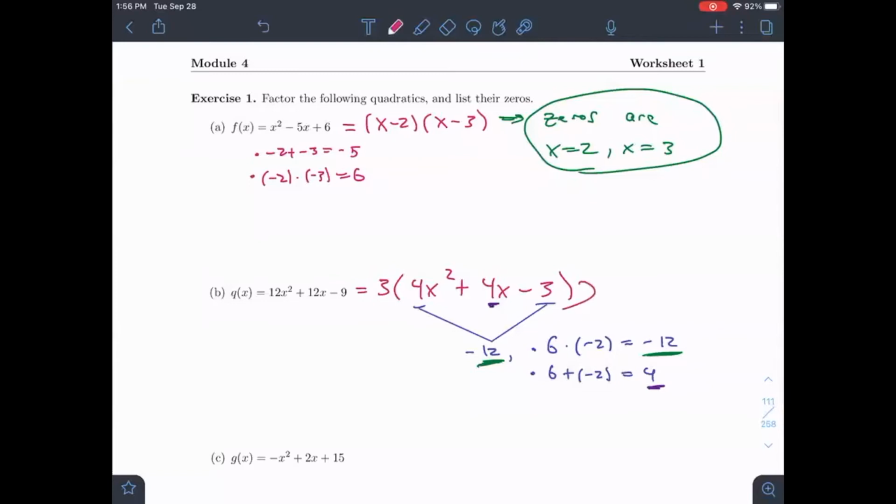And so with this in mind, we can rewrite q of x as being equal to 3 times 4x squared. And so we're rewriting 4x as 6x minus 2x, the two numbers we found that multiply into negative 12, then add into 4. So this is going to be plus 6x minus 2x, and then we have a minus 3 at the end. And so again, doing the group factoring thing, we can factor out a 2x from these first two terms.